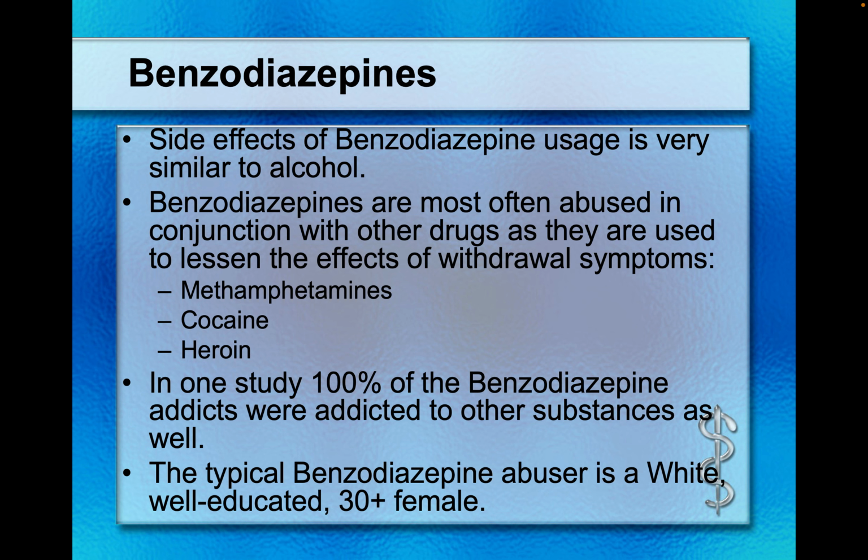Alprazolam, Xanax, is used for generalized anxiety disorder, panic disorder, and depression. Triazolam, Halcion, is used for short-term treatment of insomnia, 7 to 10 days. Diazepam, Valium, is used for anxiety, skeletal muscle spasms, and control of seizures. IV Valium is used as a sedative before surgery.